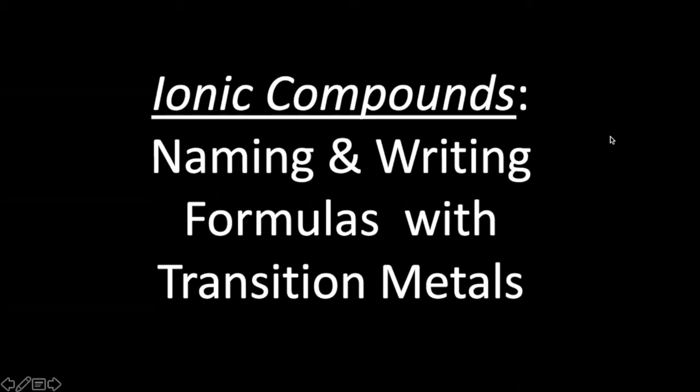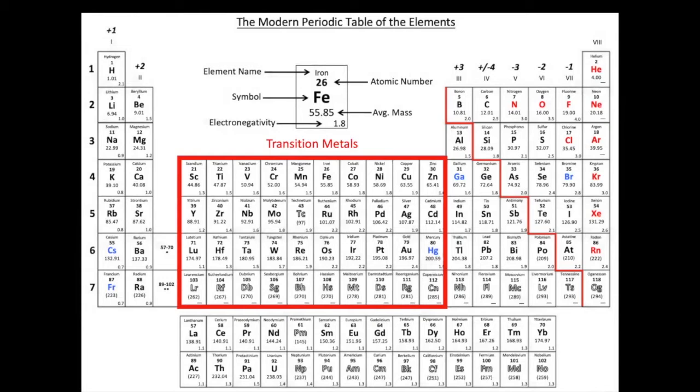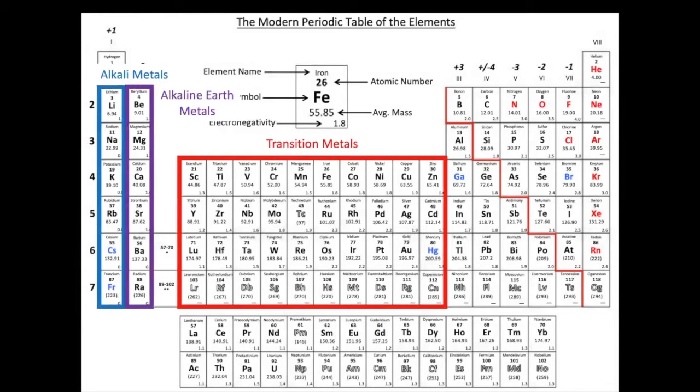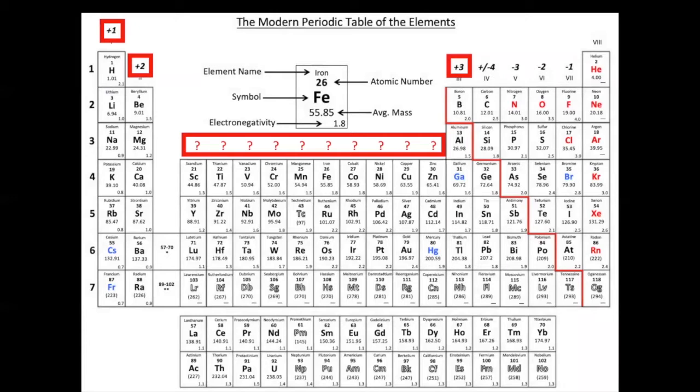Hello, pirates. Today we will look at the ways to determine the formulas and names of ionic compounds that have transition metals. As you recall from our last unit, transition metals are located at the center of the periodic table. What makes transition metals different from alkali metals, alkaline earth metals, and other metals is the fact that they have multiple charges that make them stable, as opposed to the predetermined number of electrons for other metals.